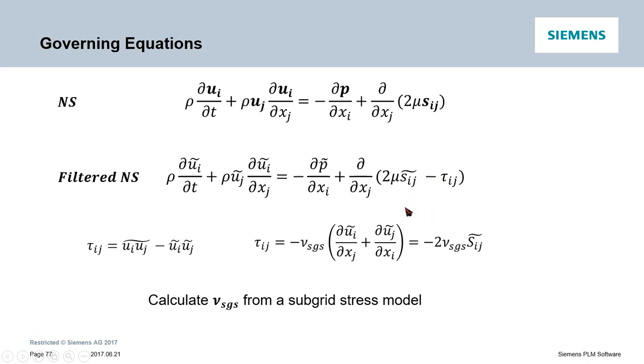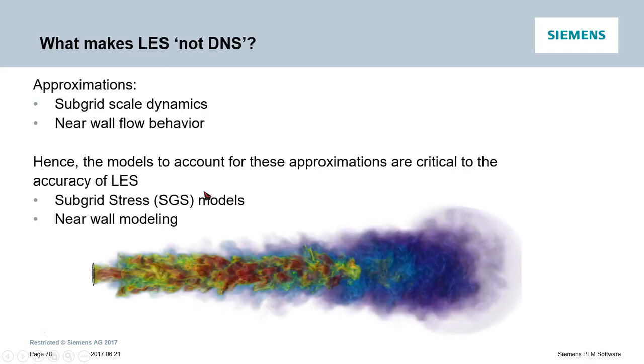And similar to what we did in RANS, we can try to model it using subgrid viscosity. And we can use this subgrid viscosity to link our subgrid stresses to filtered gradients. Now the remaining challenge is to calculate the subgrid viscosity from a model called a subgrid stress model. So the main approximations we make in LES compared to DNS are the subgrid scale dynamics and near wall flow behavior. Hence the models that account for these approximations are critical to the accuracy of LES, which are subgrid stress models and near wall models.